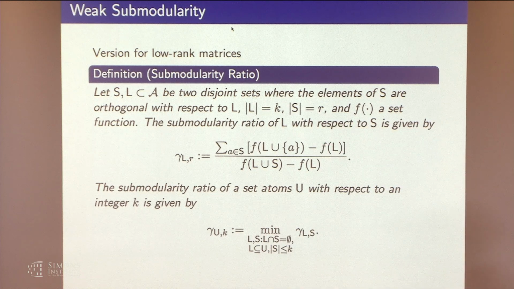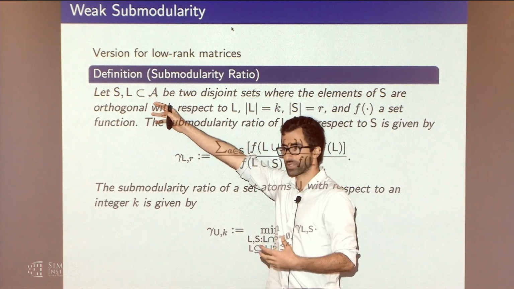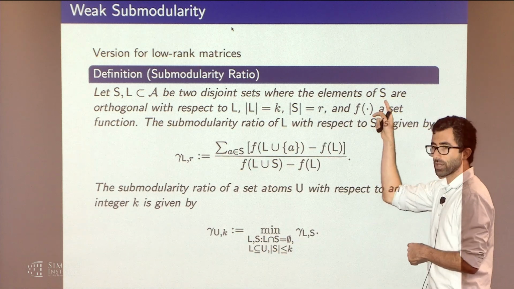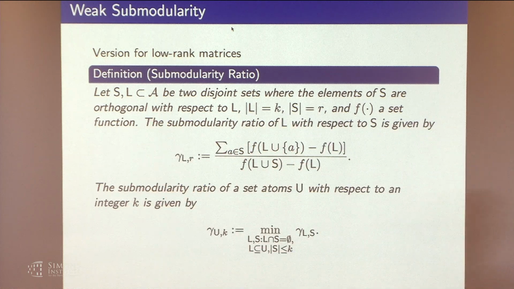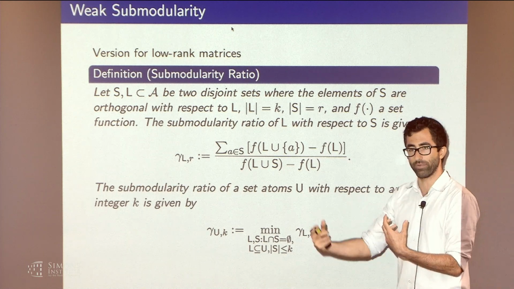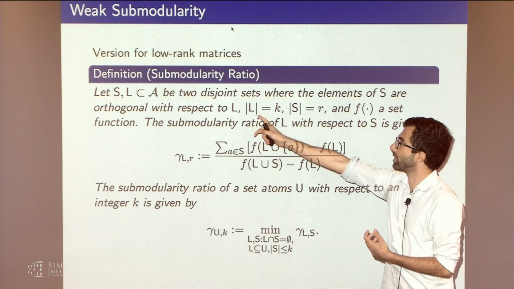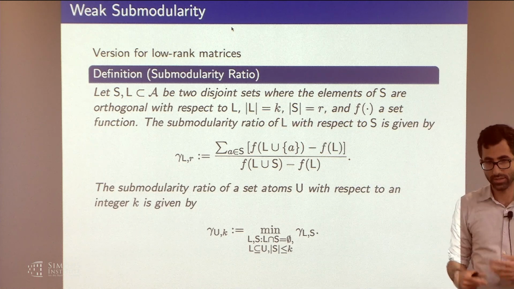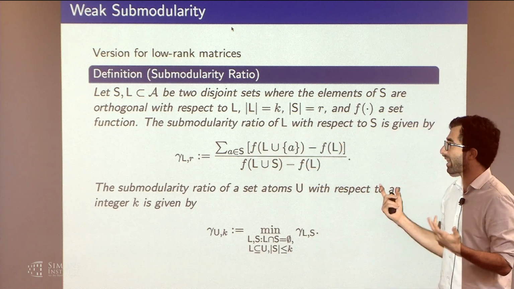So for us, we take S and L to be subsets of the atom set. So for us, that's rank 1 matrices, and they're disjoint. And now the elements of S are orthogonal with respect to the elements of L. So now we're saying S and L can't really be close. The information that S is giving on top of L is sort of orthogonal to it. And now we take the cardinality of L to be K, the cardinality of S to be R, and F is some set function. Then we define the submodularity ratio now in exactly the same way.